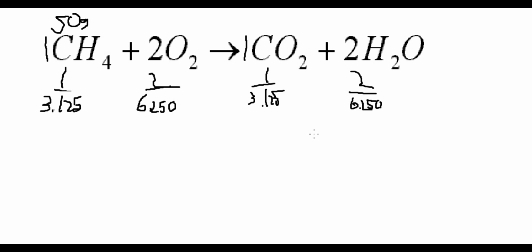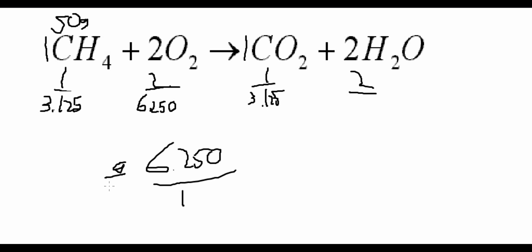But let's say that we want to figure out how many grams of H2O you would get. Let's figure out how many grams of H2O you'd get. Well, if it's 6.250 moles, we can easily figure out how many grams there is. You just gotta put H2O.